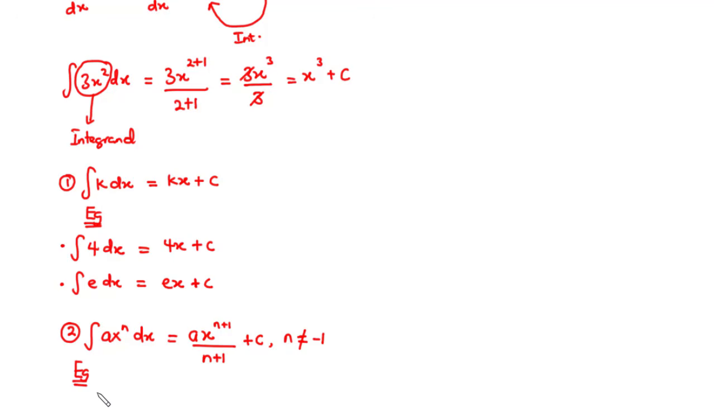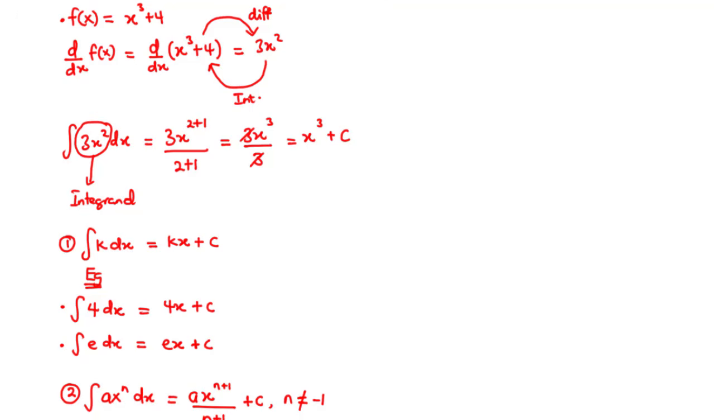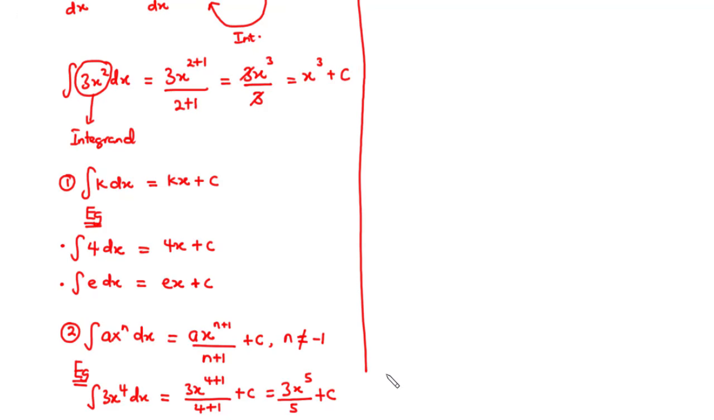let's say you want to integrate the function 3 times x exponent 4 dx. So basically we are going to increase the exponent on x by 1. So that's going to be 3x exponent 4 plus 1 divided by 4 plus 1 plus c. So that becomes 3 times x exponent 5 divided by 5 plus c. So still under this rule, let's try some more examples.